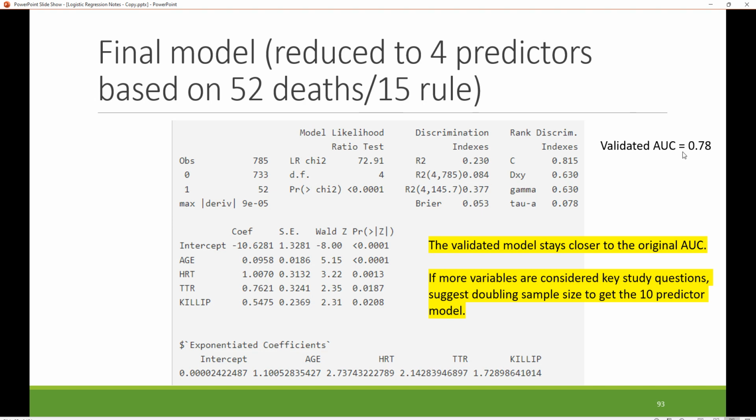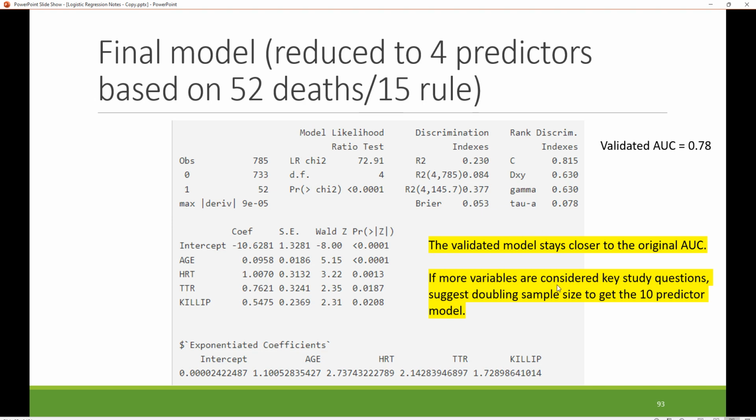And when we look at our validated area under the curve, we see in the top right it's 0.78. So again, this is only about 1 point lower than that 10 predictor model. That would make us a little more likely to use this one, because with these 4 predictors, we get something very close to that 10 predictor model. And knowing that we are probably using too many predictors in our model, this might make me lean more towards this 4 predictor model. The validated model stays closer to the original area under the curve.